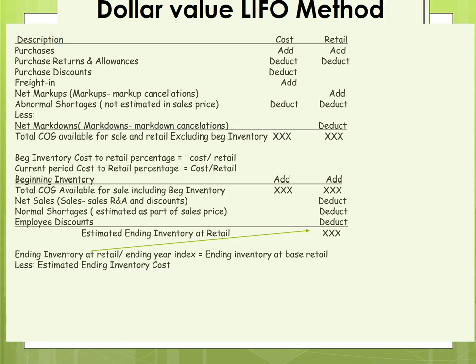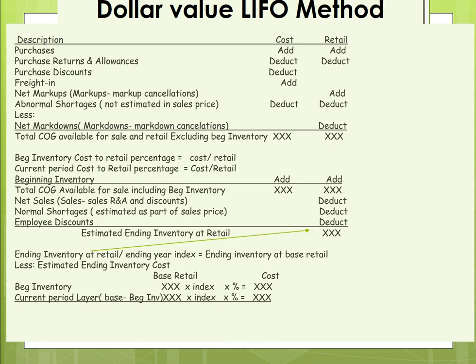So now, to estimate the cost for ending inventory, we're first going to take beginning inventory, which would be our base at retail, times the index, times the percentage. Then we're going to take our current period layer, which is base minus beginning inventory, times the index, times the percentage to get the cost. Then we're going to deduct that total from estimated cost of goods available for sale to get our estimated cost of goods sold. So now we'll take a look at an actual problem.